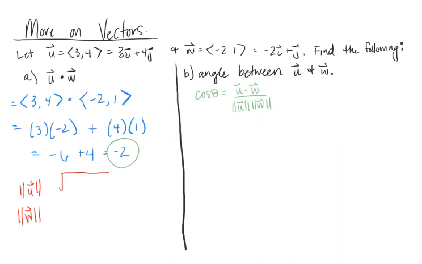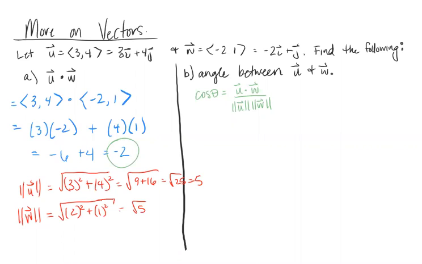The magnitude of u, remember, would be the square root of the x component squared and the y component squared added together. This is 9 and 16, so the square root of 25, which is 5. And then for the magnitude of w, we are looking at negative 2 squared and 1 squared. So that is equal to the square root of 5. So we have then negative 2 over 5 root 5. Remember, that's the cosine of the angle.